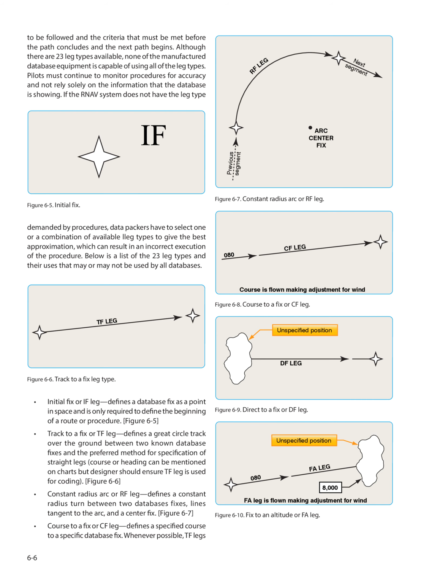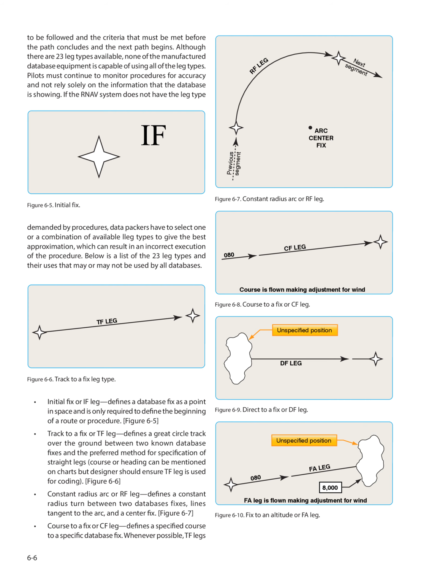Initial fix, or IF leg, defines a database fix as a point in space and is only required to define the beginning of a route or procedure. Figure 6.5, track to a fix, or TF leg, defines a great circle track over the ground between two known database fixes, and is the preferred method for specification of straight legs. Course or heading can be mentioned on charts, but the designer should ensure the TF leg is used for coding.